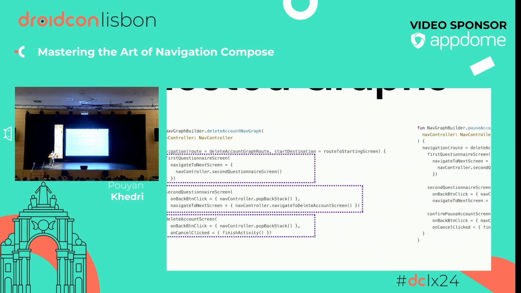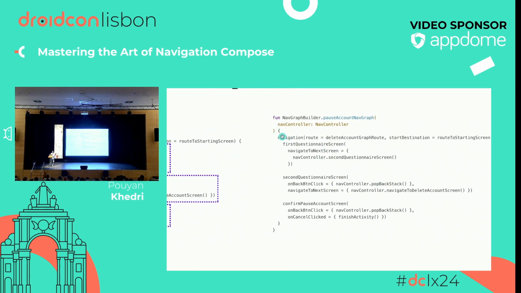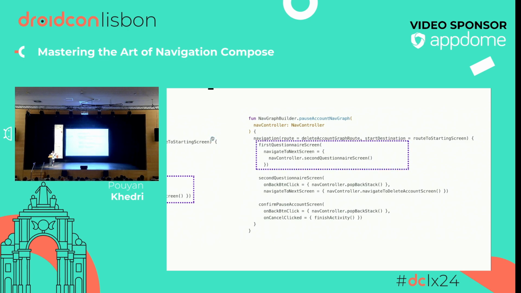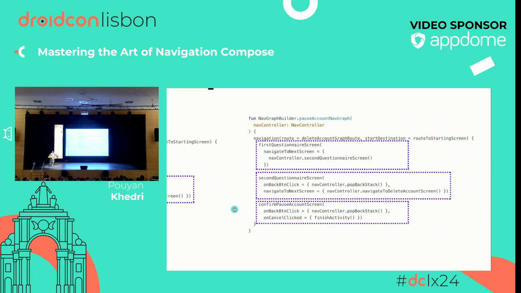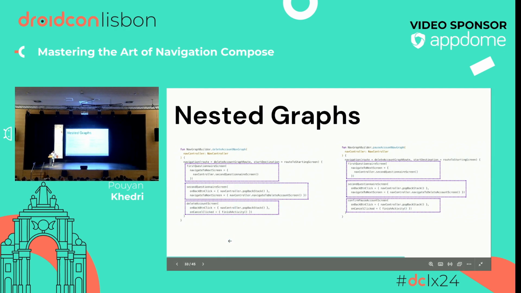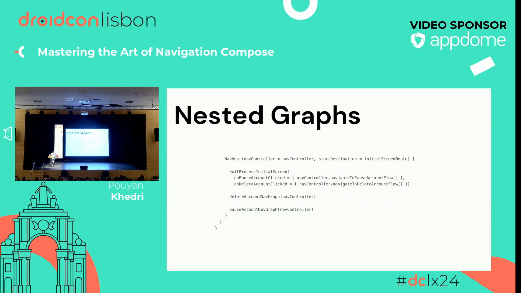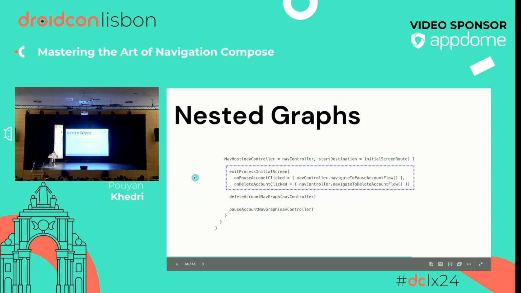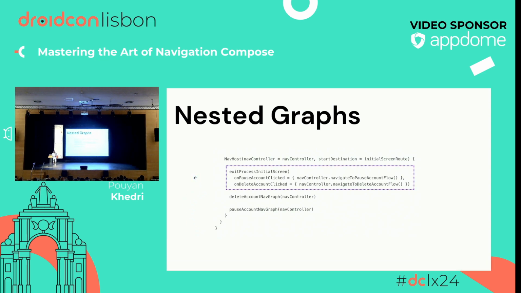Then we added the same thing for pause. So the navigation keyword, then the first screen, the same extension function, the second screen, the same extension function, and a different screen where you confirm that you want to pause your account. So that's all about the nested graphs. Now we need to call them in our nav host. In our nav host, we have the first screen where you choose whether you want to pause or delete, then the delete account nav graph, the nav graph that we just created, and then the nested graph for the pause account. So that's all we needed to do.